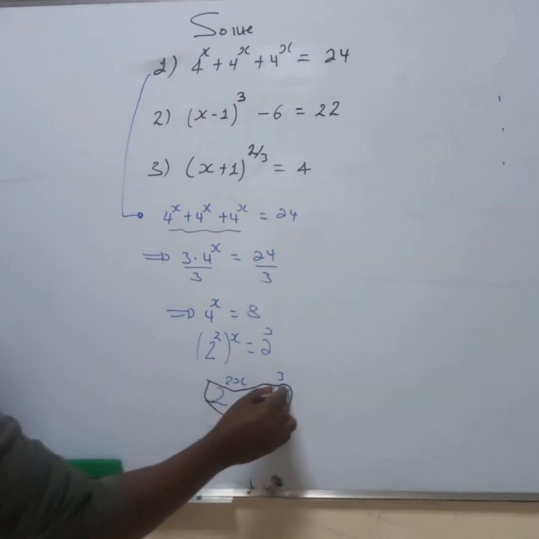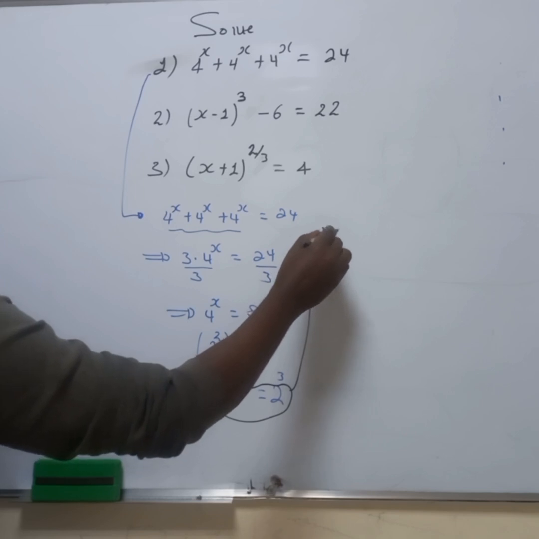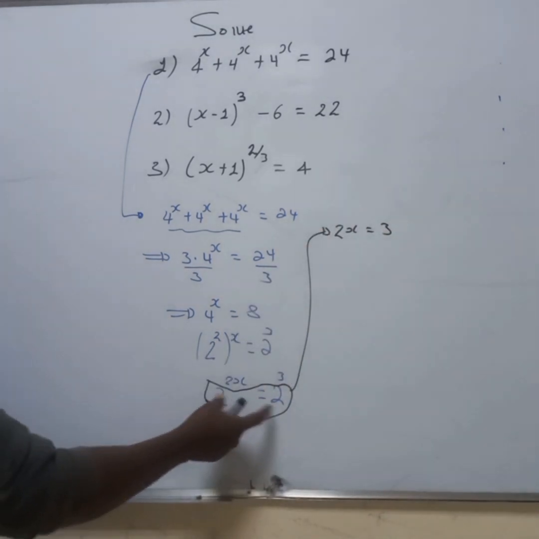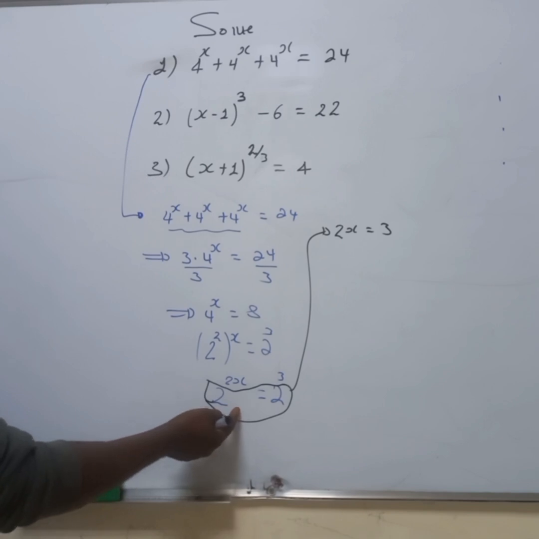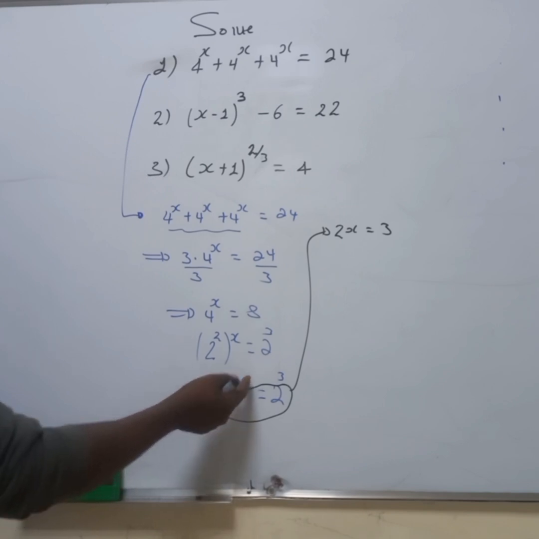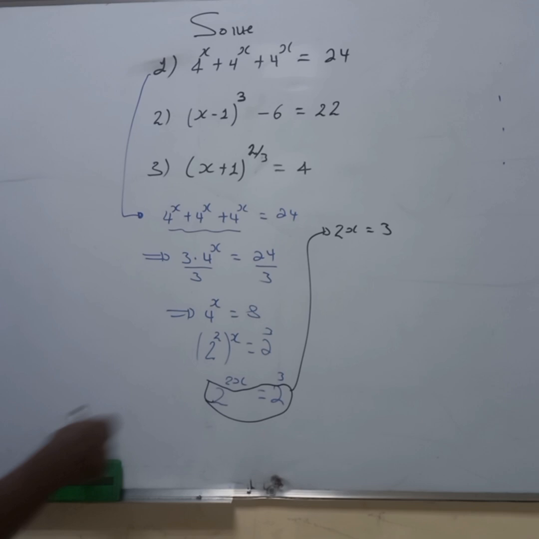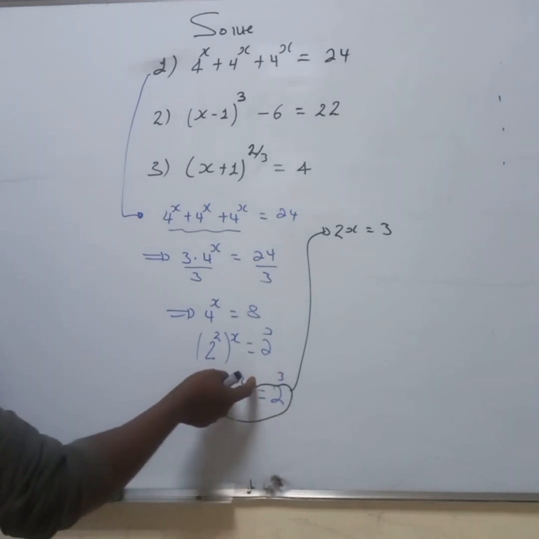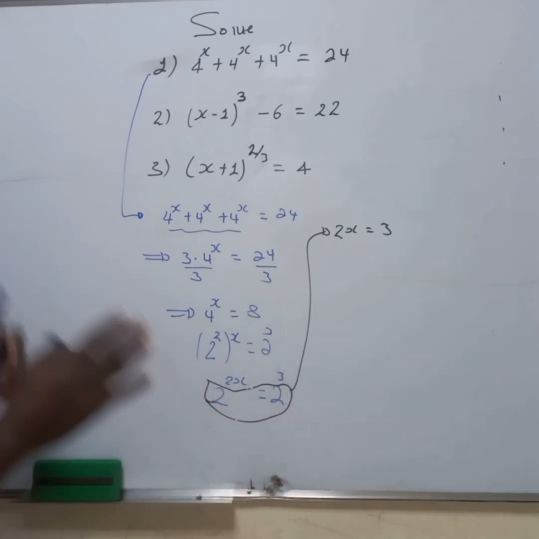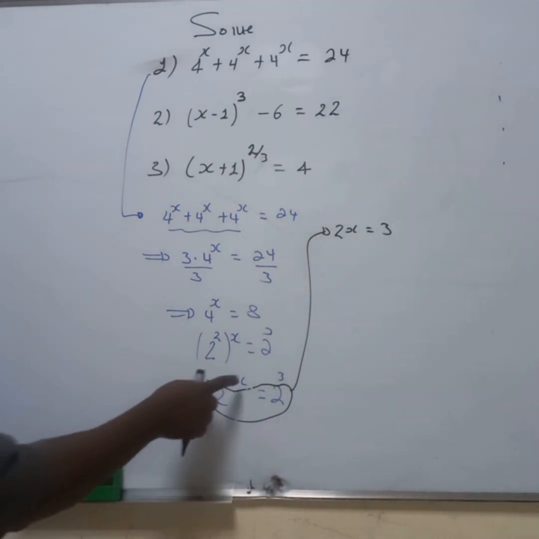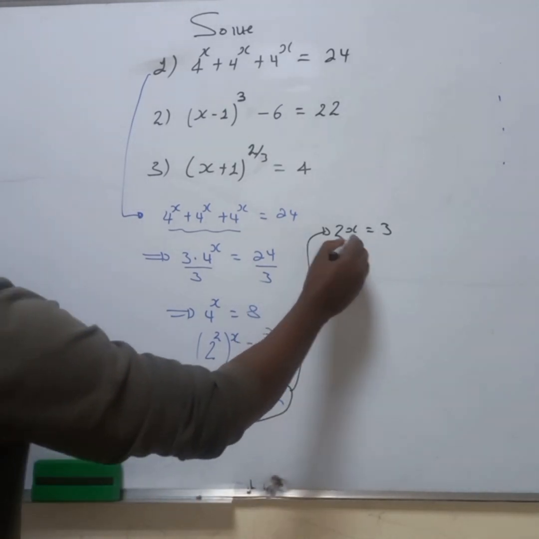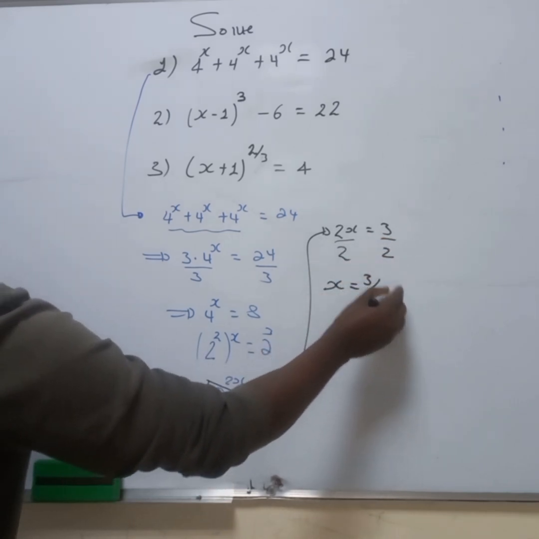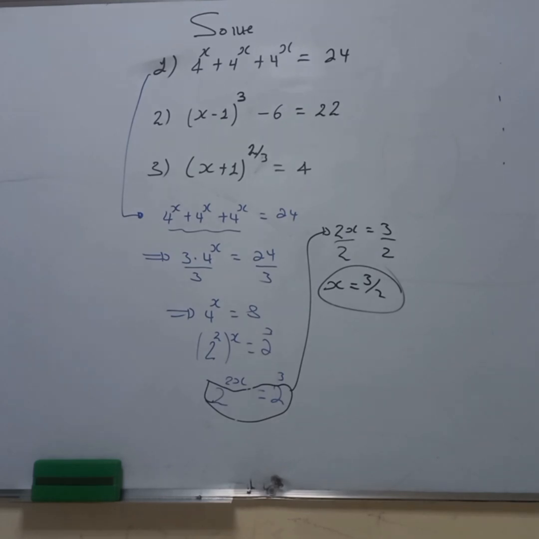Now, if two exponential expressions have the same base, and the bases are already the same, which is 2, you can immediately write this as 2x is equal to 3. Because if two exponential expressions have the same base, their exponents have to be equal. So 2x must be 3. You can divide this by 2, and x will be 3 over 2. So the value for x is this one. This is the way we do it.